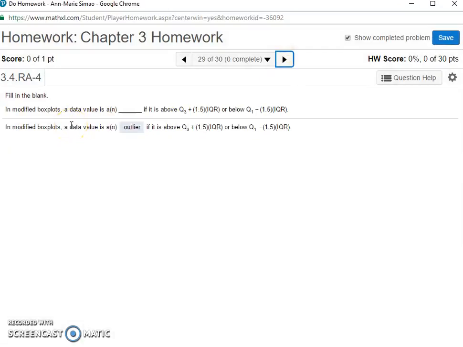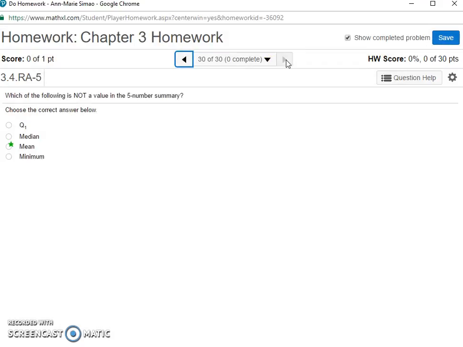Modified box plots, data value is going to be an outlier. And so the formula for that is going to be your Q1, your first quartile, minus 1.5 times the IQR. The IQR is the Q3 minus the Q1, the third quartile minus the first quartile. That's that middle box that you saw on that box plot. And the upper bound for an outlier is going to be Q3 plus 1.5 times the IQR.